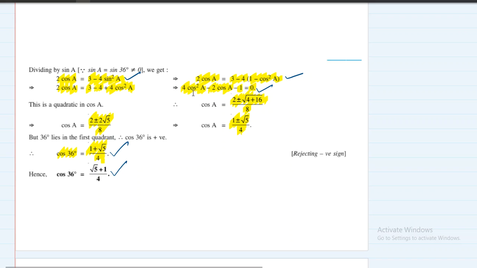So we solve this quadratic equation with the help of the quadratic formula, which will give us (2 plus minus under root of (4 + 16)) by 8, which is (2 plus minus 2√5) by 8, which is (1 plus minus √5) by 4. We reject the minus sign because 36 degrees lies in the first quadrant. In the first quadrant, cos is positive. So cos 36 is (1 + √5) by 4, or (√5 + 1) by 4. That's the value of cos 36.